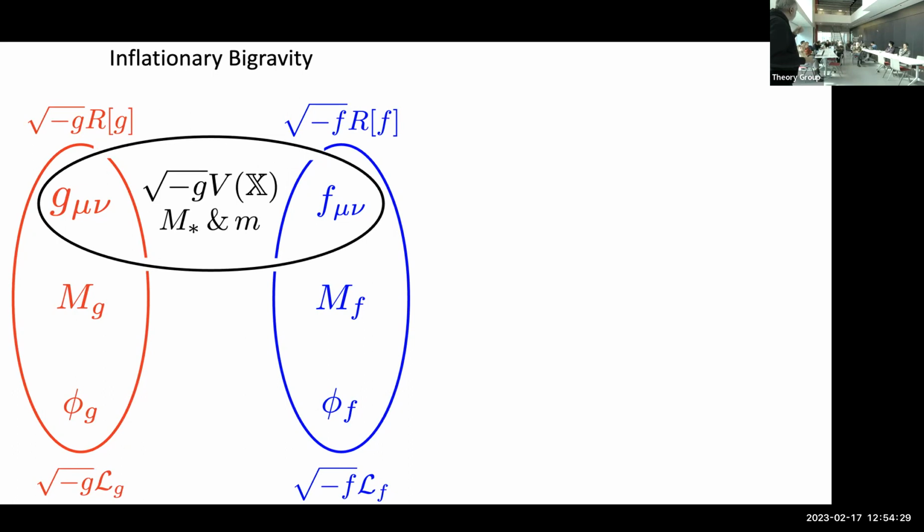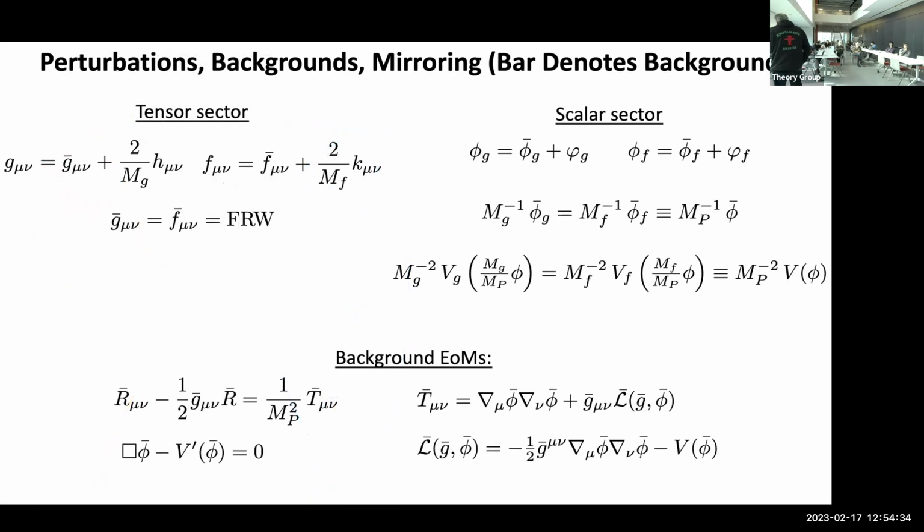All right, now we want to do perturbations about this. The overbar will always refer to the background field. So the metric is some background metric plus h mu nu for G, and the same thing for F: a background plus k mu nu. We want both metrics to respond to the FRW background, so we will take G mu nu bar equal to F mu nu bar. Sometimes people talk about proportional metrics, where there's just some constant between G and F, but that constant can be reabsorbed into a field redefinition.